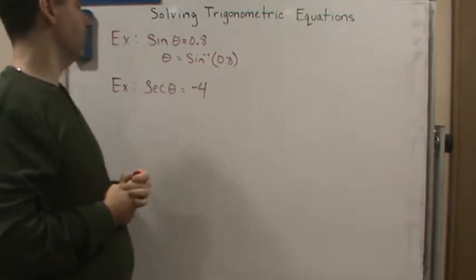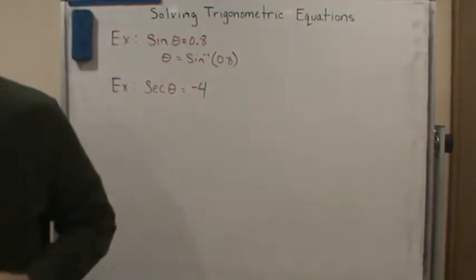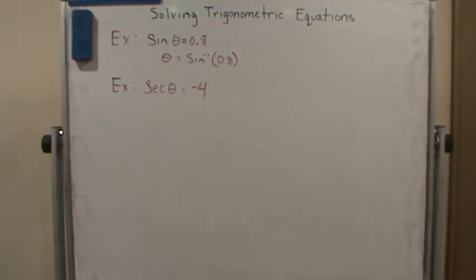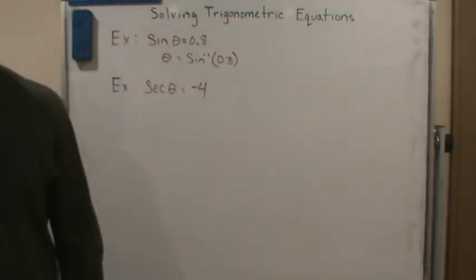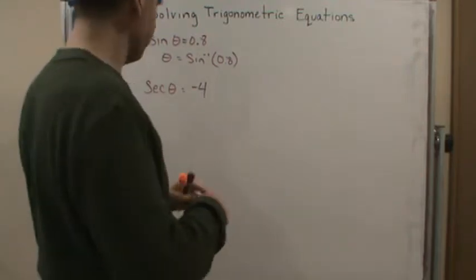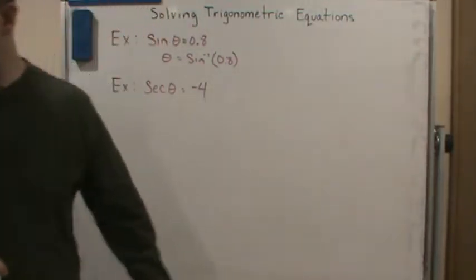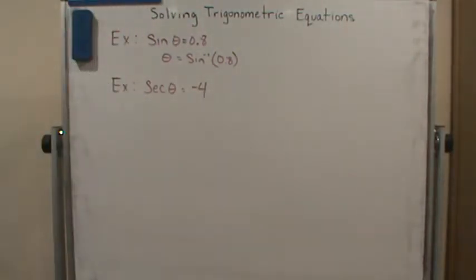Okay, so let's get our calculator. Oh, I don't have my calculator with me. I left it inside. Okay, so let's do this. I am going to look at the answer here. And so the answer that you should get is approximately 0.9273.